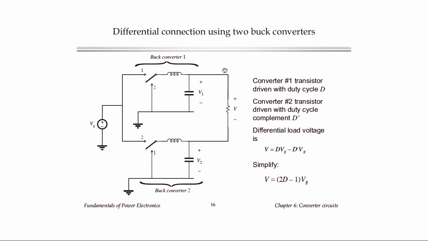Okay, so then the voltage across the load will be V1 minus V2, or D Vg minus D prime Vg, and we can combine the D and D prime together to get this. It is D minus D prime, or D minus the quantity 1 minus D. So we get 2D minus 1.